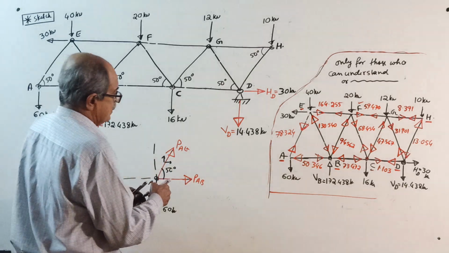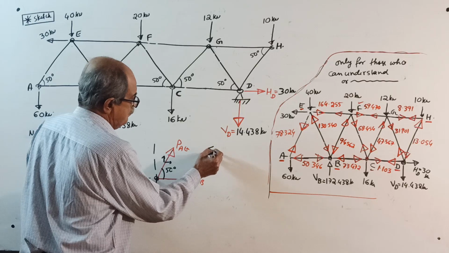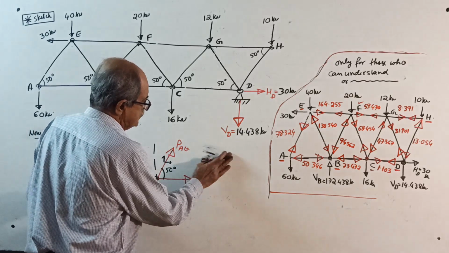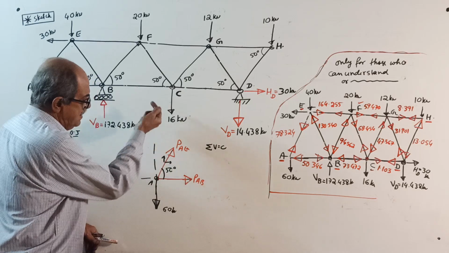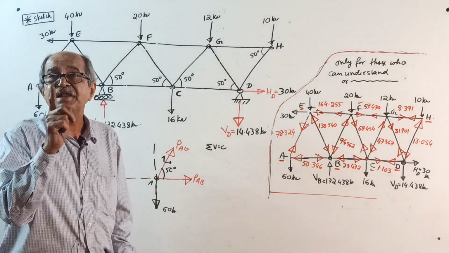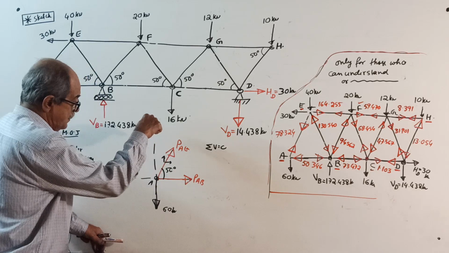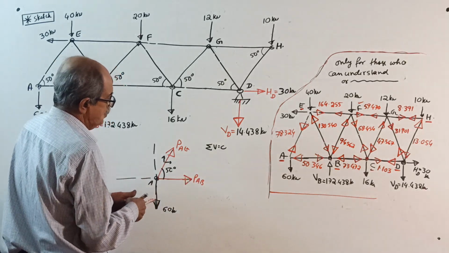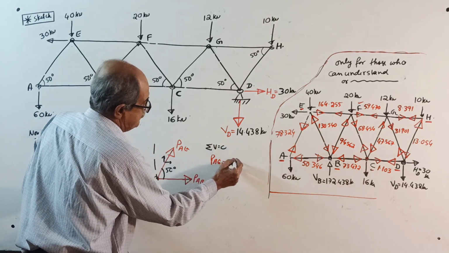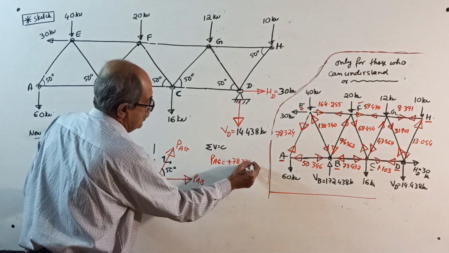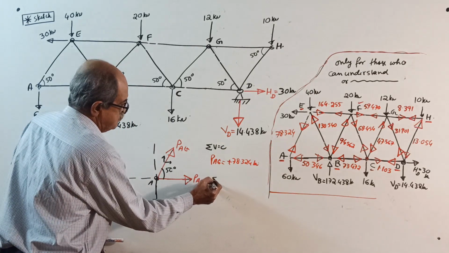Here, one horizontal, one inclined. So first sigma V equal to 0. Plus PAE sin 50 minus 60 equal to 0. You should listen properly to what I am telling. You will get the value of PAE. PAE equal to plus 78.324 kilonewton.